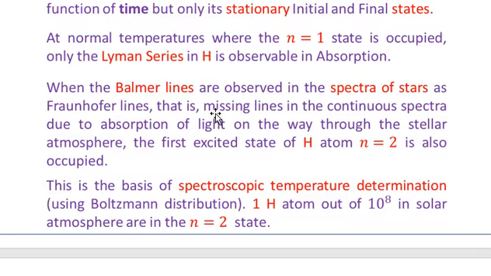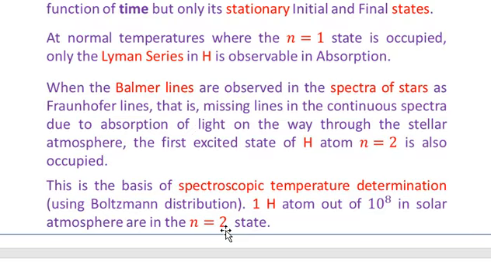So you see that the temperature can raise the hydrogen atom into higher states depending upon the value of temperature. So this is the basis of spectroscopic temperature determination using a Boltzmann distribution. The fact is that one hydrogen atom out of 10 to the power 8 hydrogen atoms in the solar atmosphere is in the n is equal to 2 state.